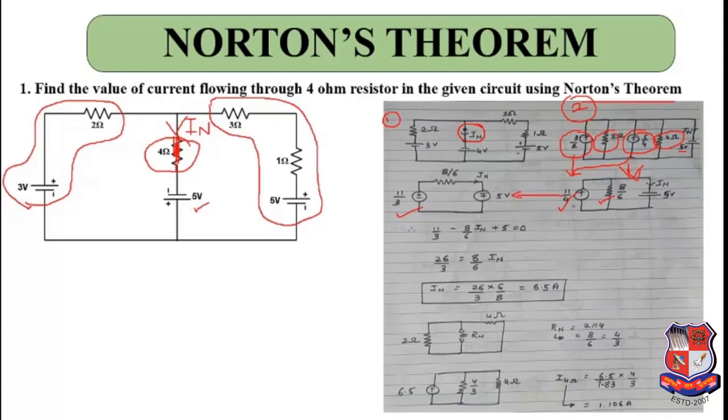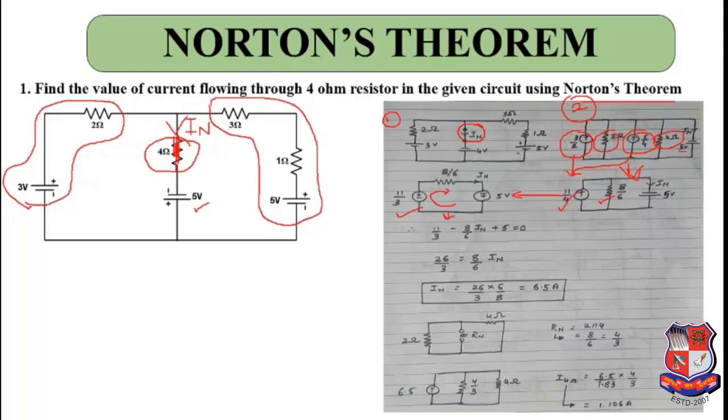So over here you can see 11 by 4 and this 8 by 6. If you see, this is a current source in parallel with a resistance, you can do source transformation and you will get 11 by 3 in series with 8 by 6. And over here you already have this Norton's current. So now you can find the Norton's current simply by a KVL loop. Okay, simply by a KVL loop.